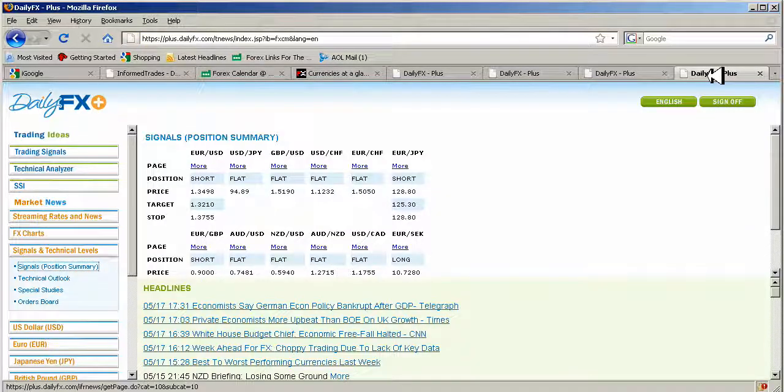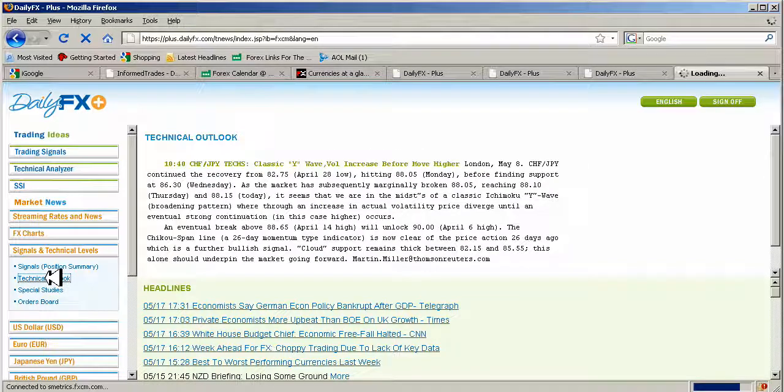They also have a news page and a signal summary, which gives an indication again of where the trades are going from their perspective. It has a technical outlook as well, which also can describe what levels to be looking out for and where the markets are generally going.